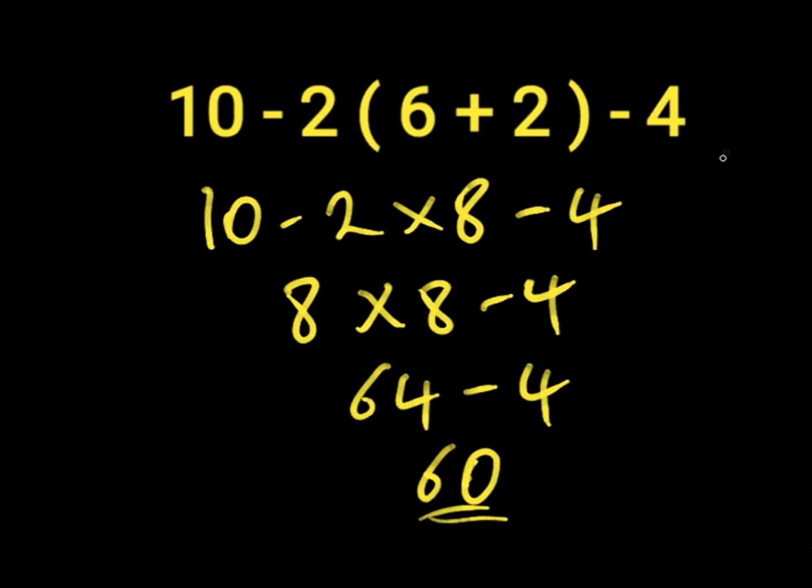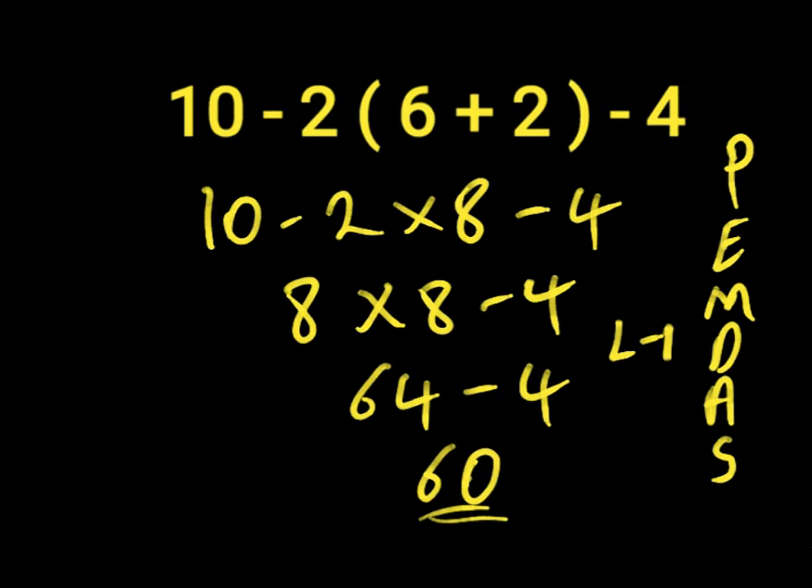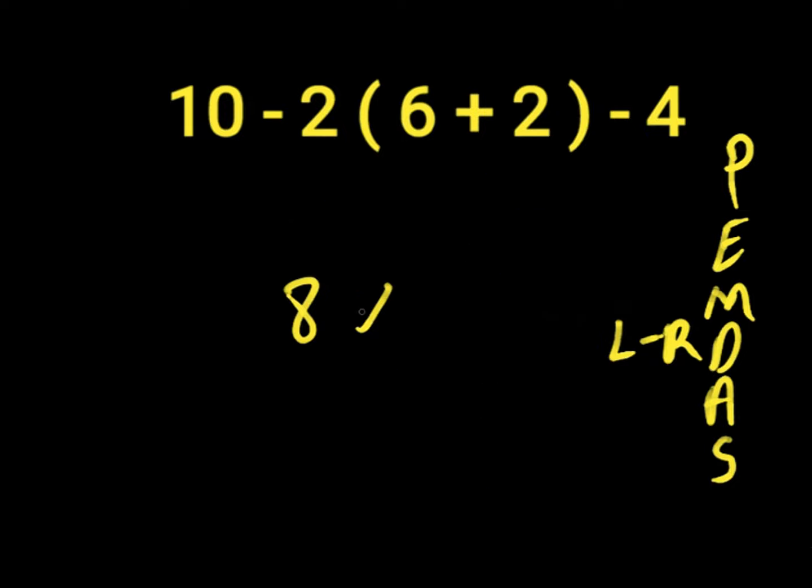PEMDAS. In PEMDAS, there is parentheses, exponents, multiplication, division, addition, and subtraction. Multiplication and division have equal priorities, such as addition and subtraction, moving from our left to our right. In order to arrive at the correct answer, let's dive into the right answer to this question.